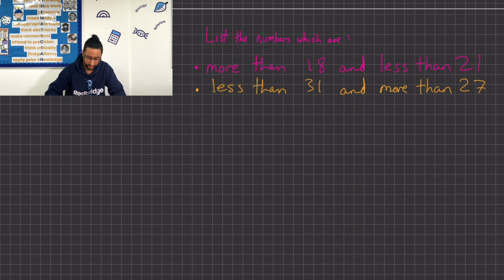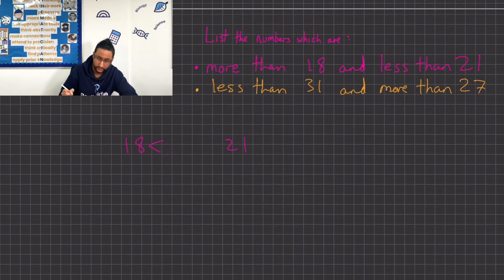Let's take some time to look at some worded questions. So you need to list the numbers which, let's start with this pink question here, list the numbers which are more than 18 and less than 21. So you're going to have more than one answer here. So think of your number line if you need to. You have 18 and you have 21. We're looking for numbers which are more than 18 and less than 21.